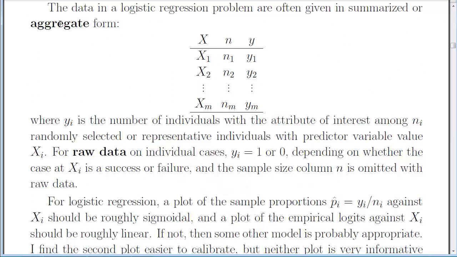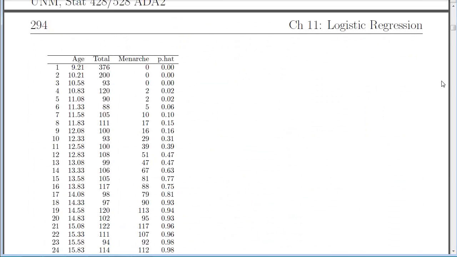It's common to aggregate data so that for a given value of x, we might have multiple observations, as we did in the Menarche case. So we've got like 300 something for that first category, and we have some number of successes. But the raw data on individual cases are just going to be ones and zeros. So for every individual, you can break this first row up. In fact, let me scroll up for a moment to the original data. This first row can be broken into 376 rows, one for every observation.